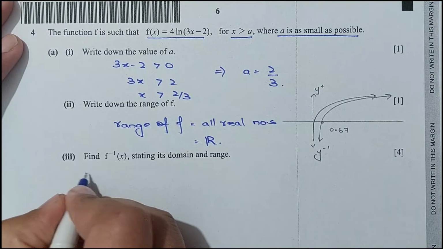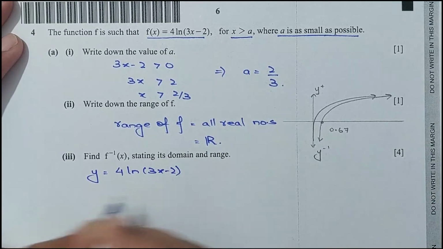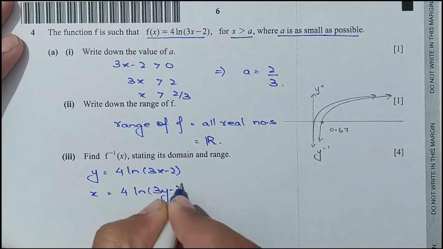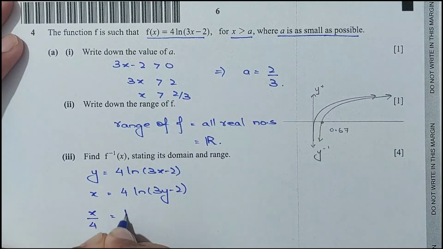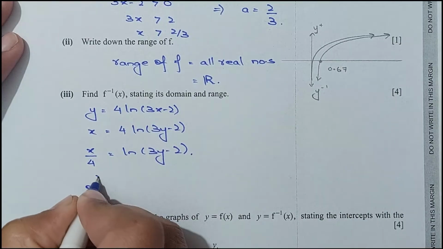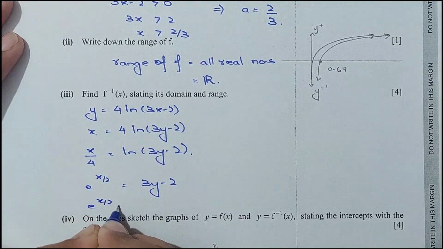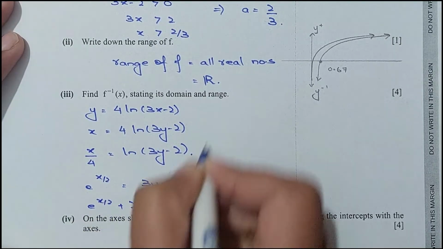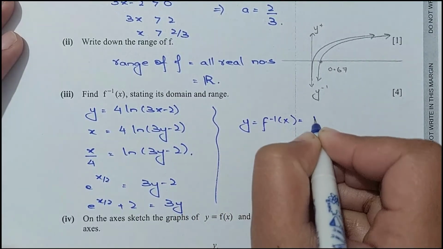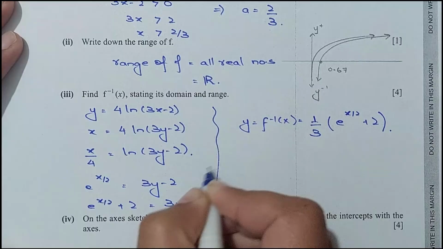Okay, f inverse of x. We have y equals f of x, 4 ln(3x minus 2). So x should be equal to 4 ln(3y minus 2). x by 4 equals ln of (3y minus 2). So e to the power x by 4 equals 3y minus 2. e to the power x by 4 plus 2 would be equal to 3y, or we can say y, or f inverse of x, dividing by 3, is 1 by 3 into (e to the power x by 4 plus 2). This is my f inverse of x.